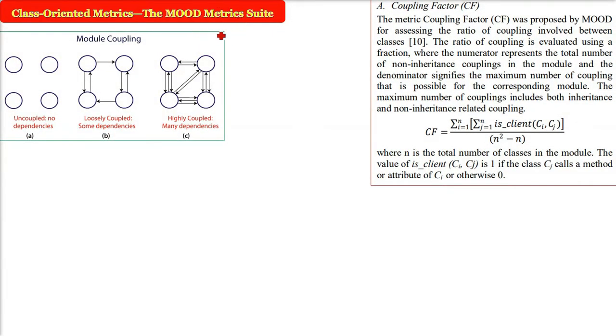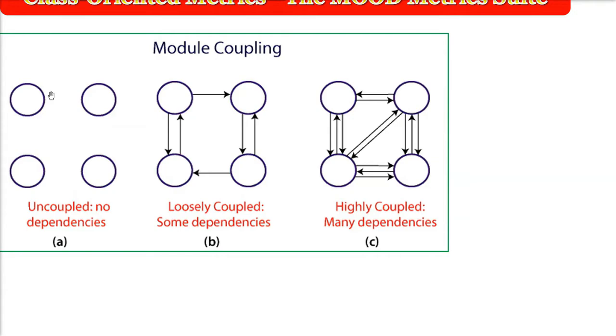In this MOOD metrics suite, we have coupling factor. The metrics suite has 6 of them, so we are taking one of them, which is coupling factor. This metric, coupling factor, was proposed by MOOD, and this is actually a ratio. But before we go ahead, this is coupling. These are different modules or different components. There is no coupling at all in the first case. Here there are certain dependencies between the independent modules, but here we have many dependencies. So these 4 are highly coupled and we don't want it.